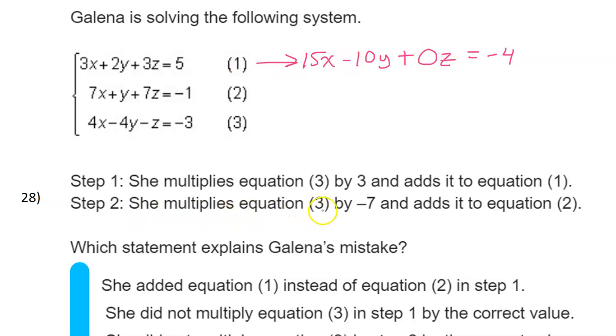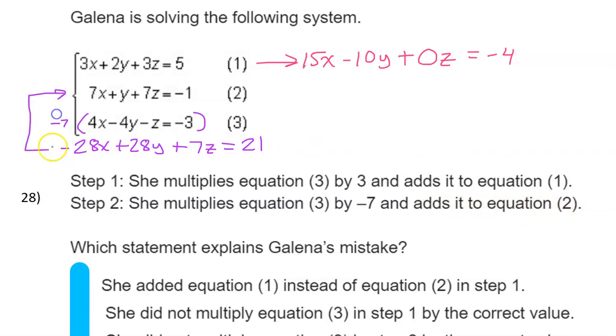What about step 2? She multiplies equation 3 by negative 7. Okay, so if we take equation 3 and we multiply everything by negative 7, we're going to get negative 28x plus 28y plus 7z is equal to positive 21, right? A negative times a negative is a positive. That's why all three of these are positive. So now she adds it to equation 2. So we're adding these two equations together.